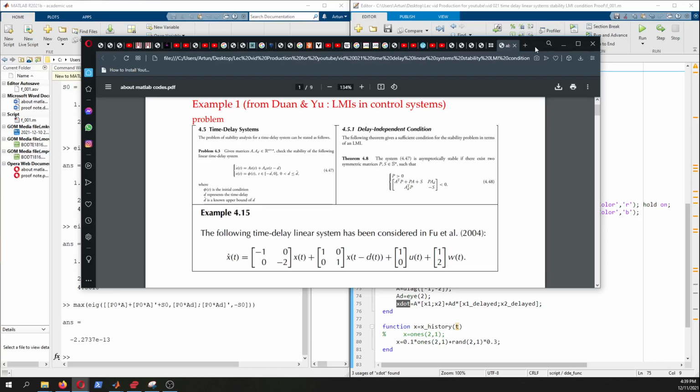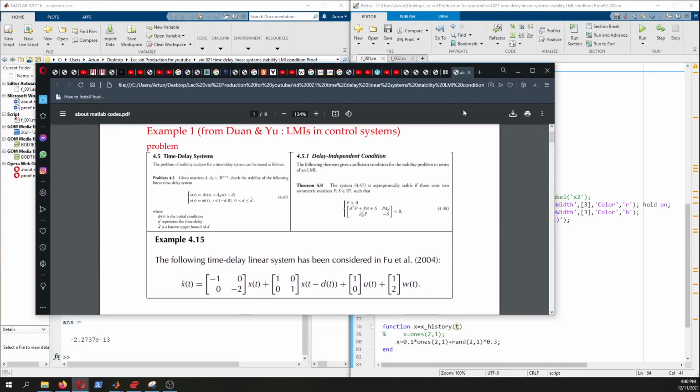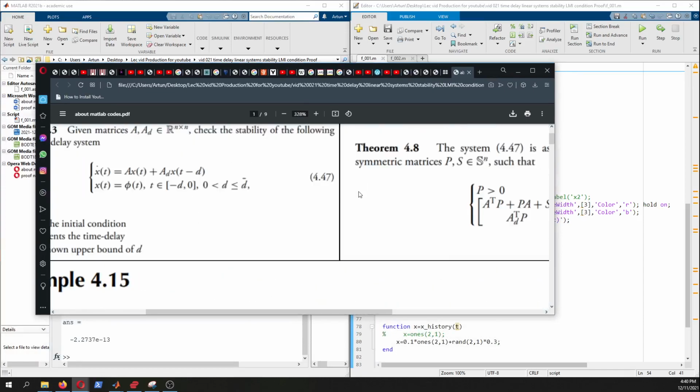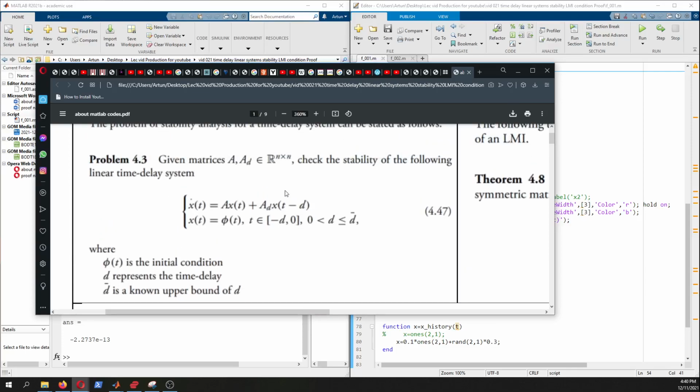In addition to that, let me show you. We explained the first argument, and lags, like lag times, or rather delay times, 0.2 seconds. We only have one delay time. And this is the x history. Let me show you in that location. So this is TDS, time delay system, right?